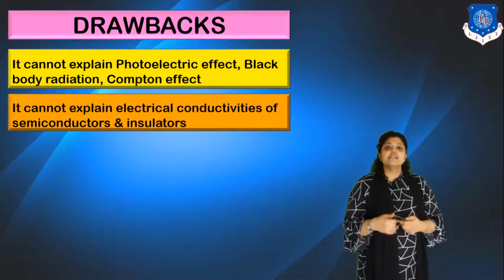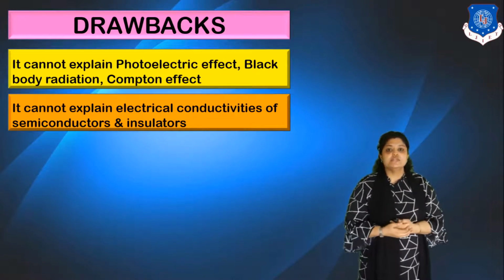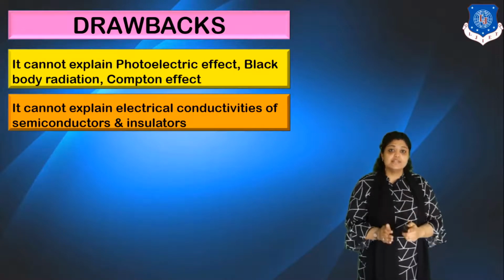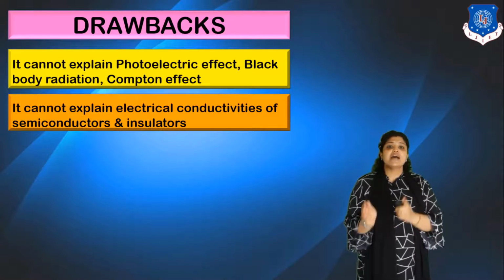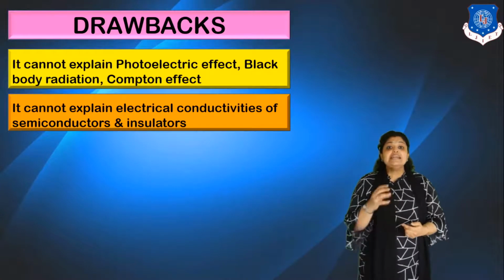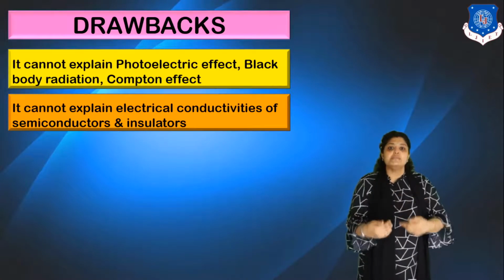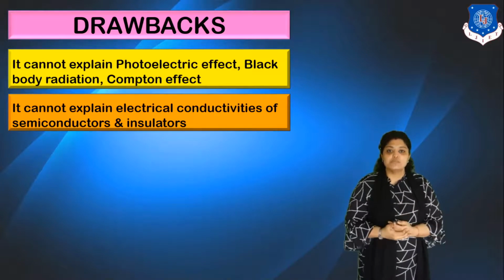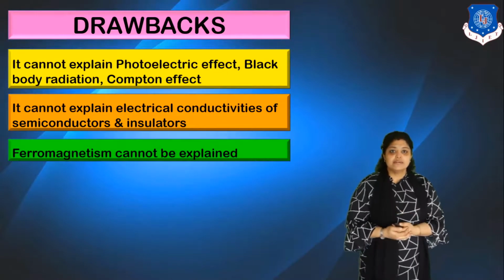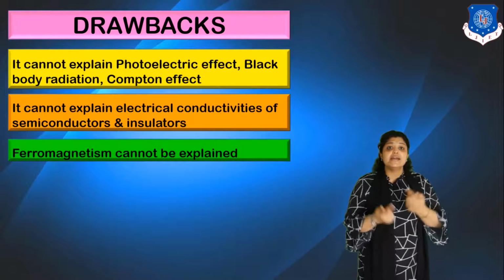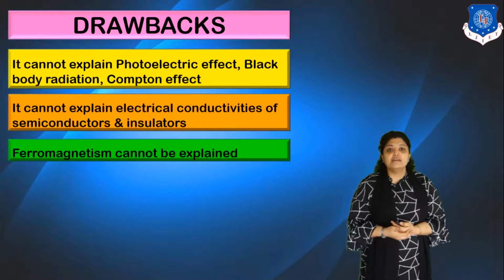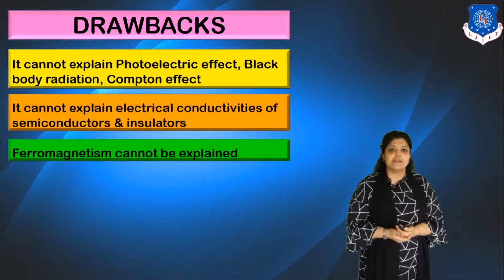Then, this cannot explain electrical conductivities of semiconductors and insulators. Why? Because Drude and Lorentz they assumed that metals are the materials which have free electrons. So there was no concept like semiconductors and insulators. They only dealt with metals wherein they assumed that metals have electrons like gas molecules. Ferromagnetism could not be explained with the help of this theory because ferromagnetism deals with parallel dipoles and their assumption was that electrons randomly move. So there was no concept of parallel dipoles and hence ferromagnetism was not explained.